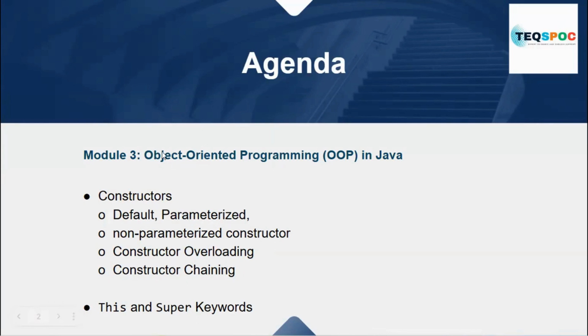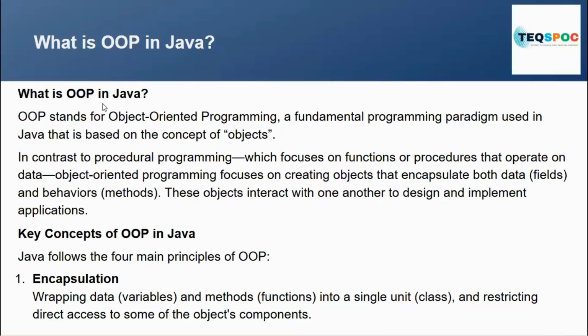Now, first, what is object oriented programming? We have seen it earlier, but let me tell you more. In short form, we call object oriented programming OOPS. OOPS stands for object oriented programming. This is a fundamental programming paradigm used in Java that is based on the concept of objects. With the help of this OOPS principle, we are implementing real world problems into a programming language.